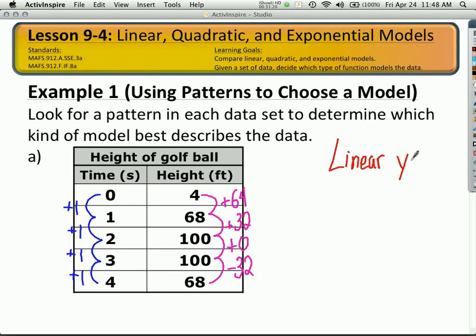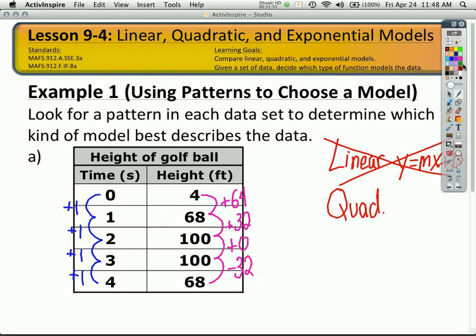And a linear would be y equals mx plus b. So we know that that's not going to work. So now we need to check quadratic. Check quadratic by doing the second differences. So now we'll check here, here, here.